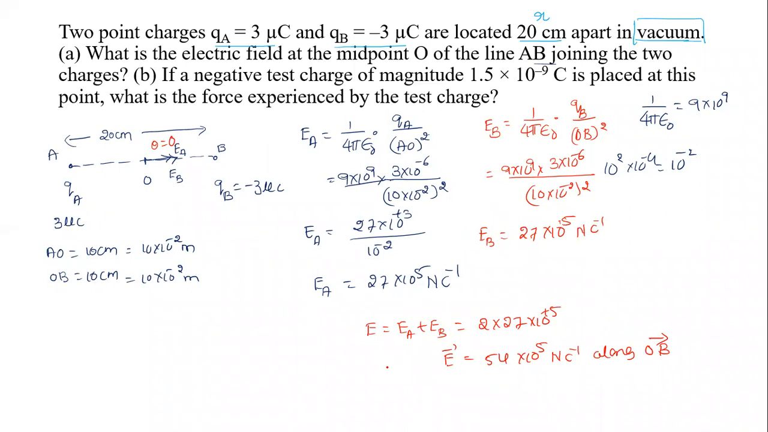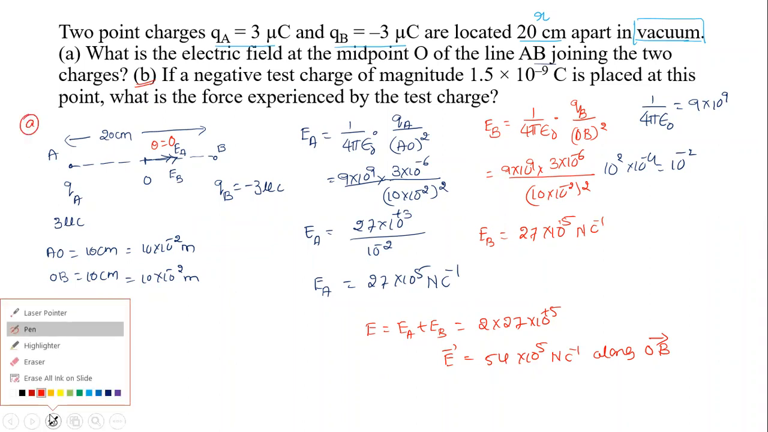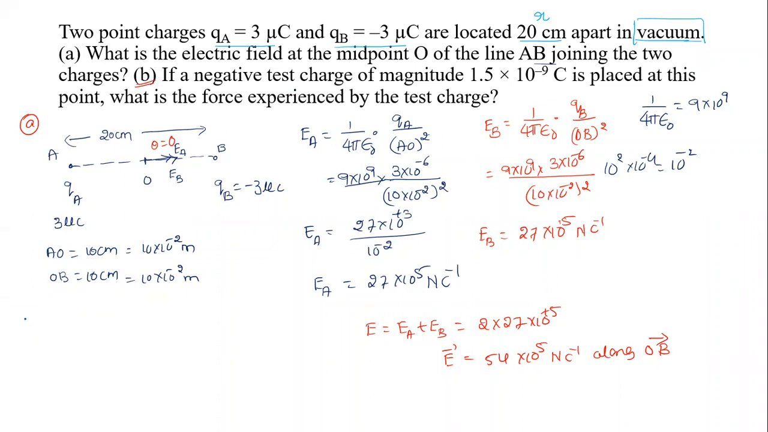So A part is done. Now look at the question B part. Let's say this is A part, and I'm going to solve B part with a different color. Yes, let me take this color, B part. If a negative test charge of magnitude 1.5 into 10 power minus 9 coulomb is placed at this point, what is the force experienced by the test charge? They're asking you the force.